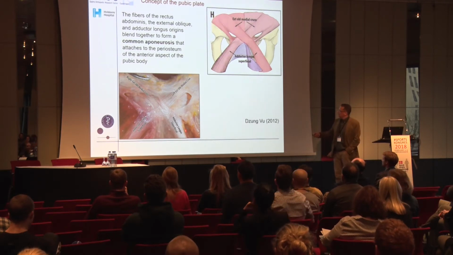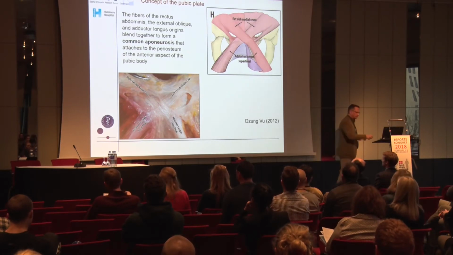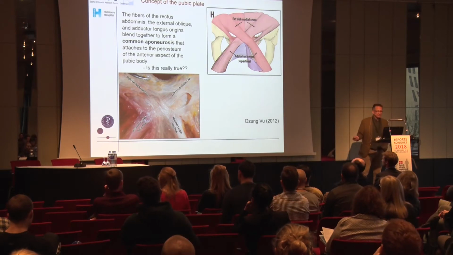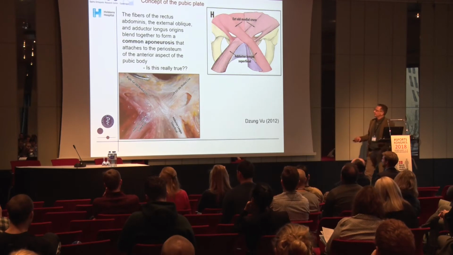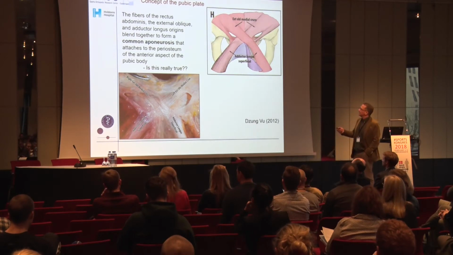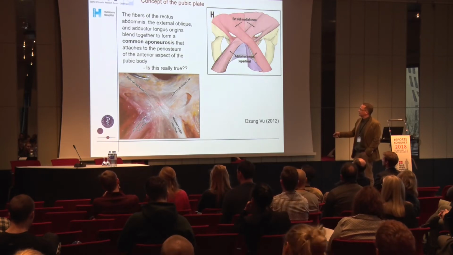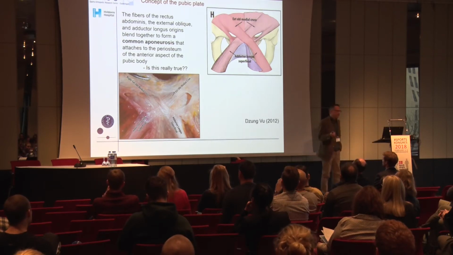Because what you see here is superficial tissue that is connected to each other. But it's thin superficial tissue that is only situated above the muscle. So I would say this concept of the pubic plate, that all the muscles are inserting into a fibrous common aponeurosis sitting here in the front of the pubic symphysis, is wrong. Let me show you.